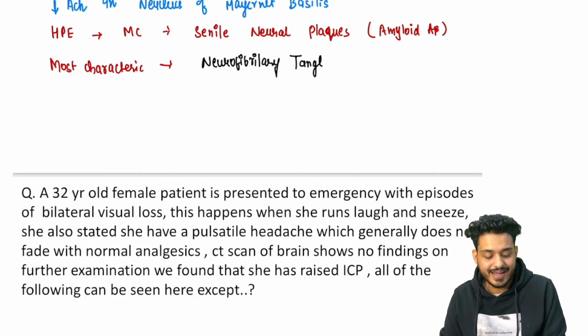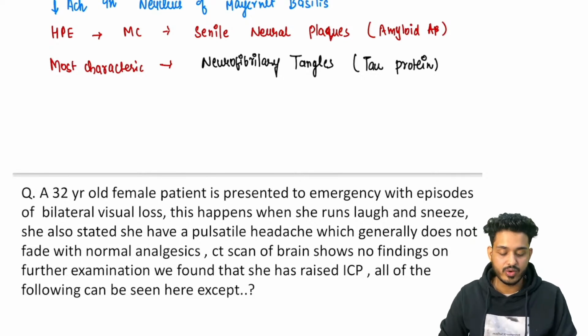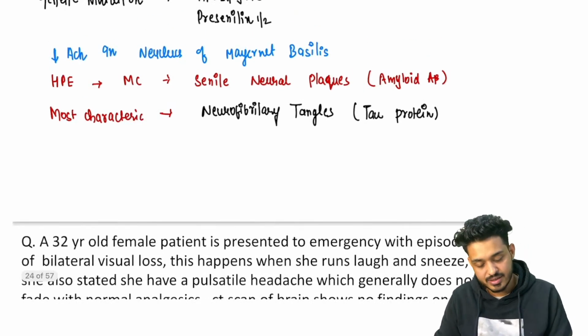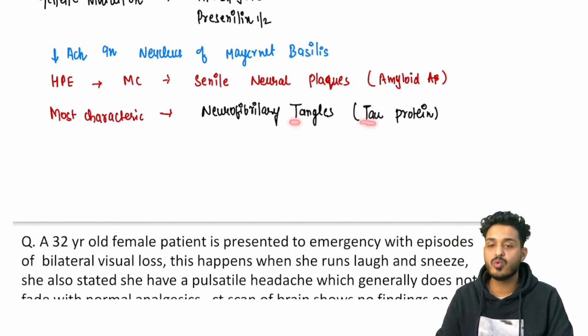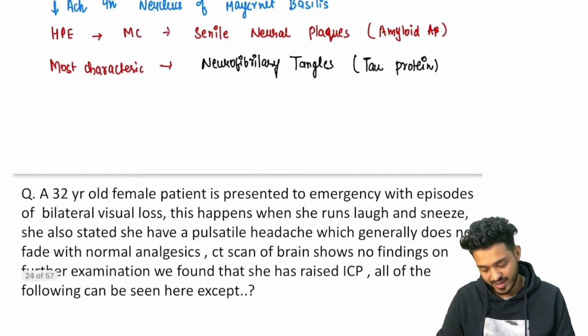Neurofibrillary tangles will be there, and they are going to have a protein that is your tau protein. Tau protein, neurofibrillary tangles; senile neural plaque, amyloid A beta. Okay, remember tangles, tau protein. Tangles will be most characteristic, right?